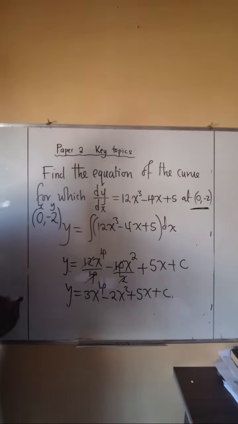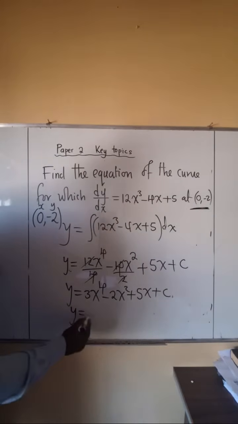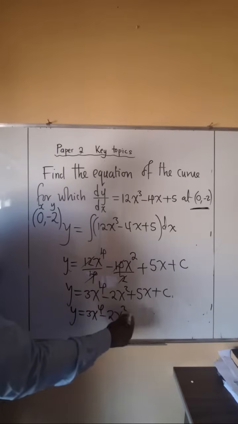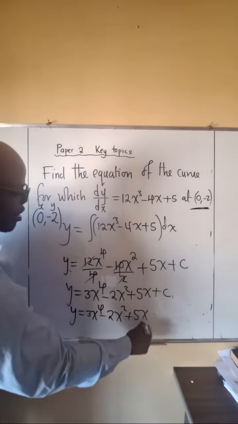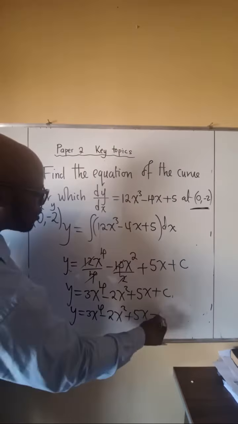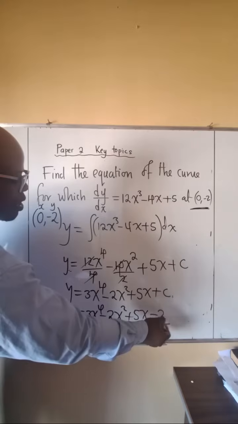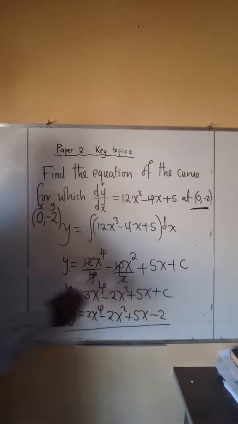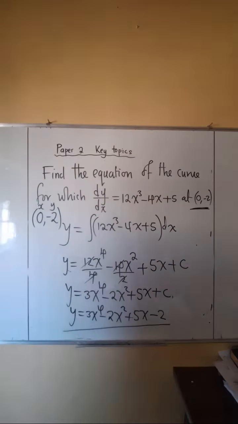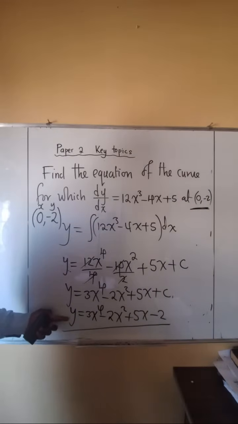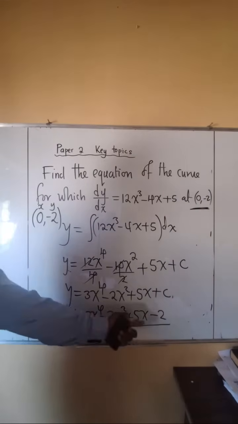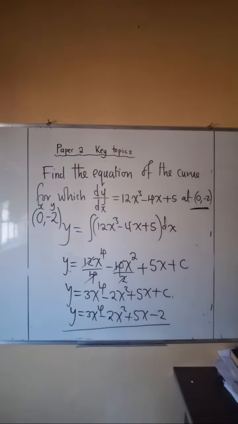Therefore, we can say y is equal to 3x^4 minus 2x^2 plus 5x, and then we say minus 2. We know that the value of c, we just found it to be negative 2. So we say minus 2. And this is the equation of the curve we're looking for. This is the equation of the curve. That's it.